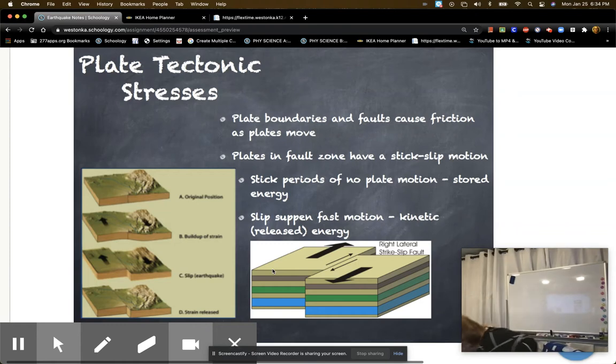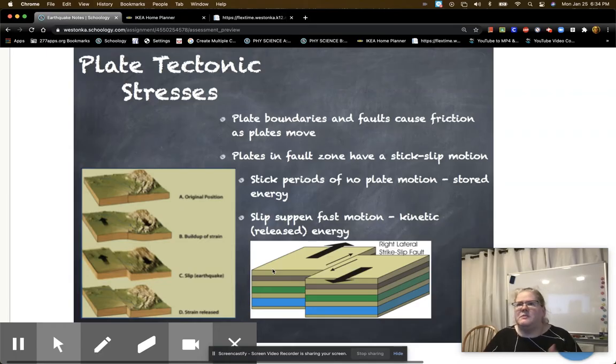In fact, ironically, I have one here. So when I pull this back, I'm literally storing the energy. And if I let this go, I'm pretty sure it'll hurt my thumb, so I think I won't do that. But in that sudden release, that's your earthquake. It's that sudden movement of all that stored energy. So no movement, we're storing energy. When it slips, it's a sudden fast motion, and that's the kinetic release.